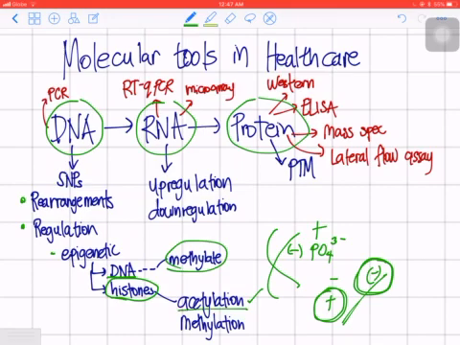So acetylation is activation, and methylation is repression.